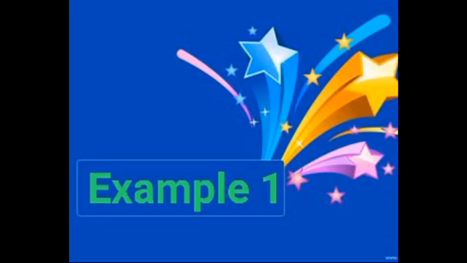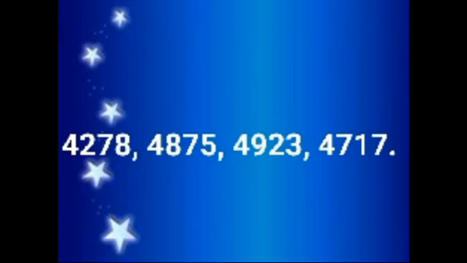Example 1: 4278, 4875, 4923, 4717. First, we compare the digits at the thousands place, which are the same in all the numbers. Next, we compare the digits at the hundreds place. Can you tell me which number is small in the hundreds place? Yes, very good. 2.